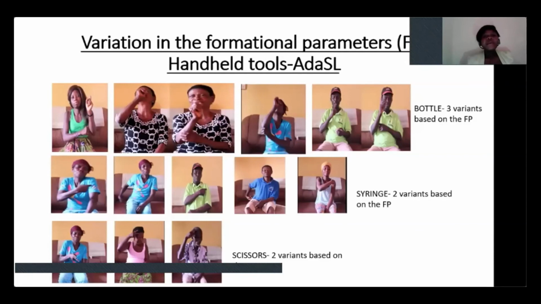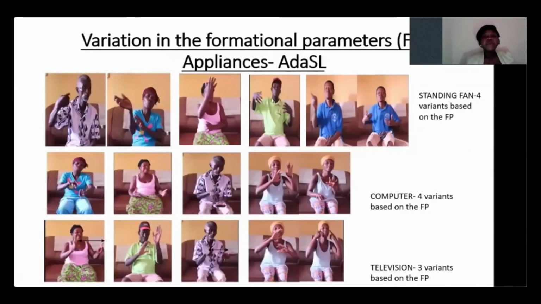Okay, then syringe, again in Adam Sign Language, had 2 variants, syringe on the bum or syringe on the shoulder. Then scissors had 2, either in the neutral space or on the head. Then when we considered appliance, that's when we saw more variants. So standing fan had 4 variants in Adam Sign Language.